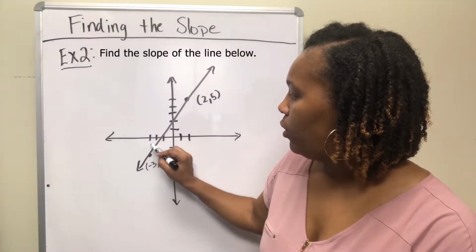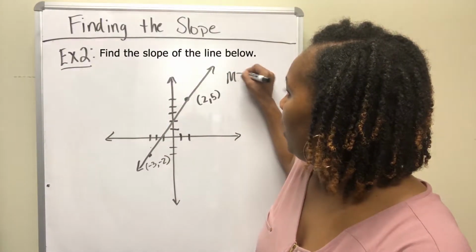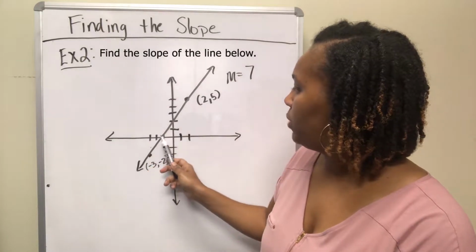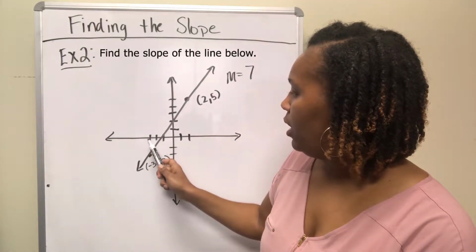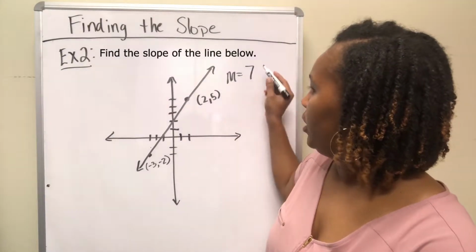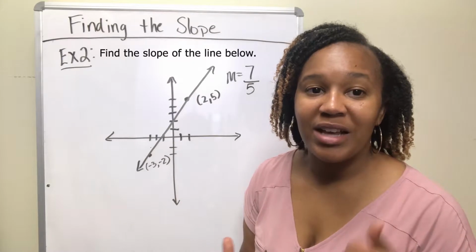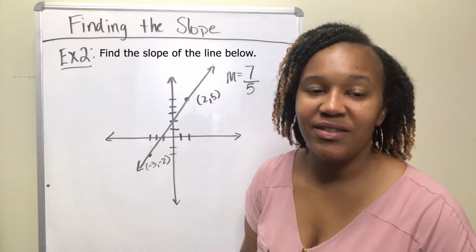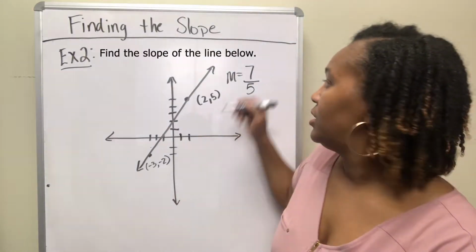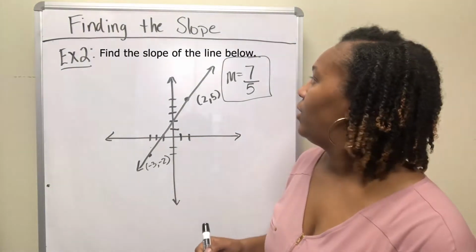So I have to go up 1, 2, 3, 4, 5, 6, 7. So my rise will be 7. So once I go up 7, how many points do I have to go over to get to that point? I have to go over 1, 2, 3, 4, 5 points. So my run would actually be 5. And I went up in a positive direction, so it would be +7. And I went right in a positive direction, so it would be +5. So my slope will be 7 over 5. And I found that by actually counting.